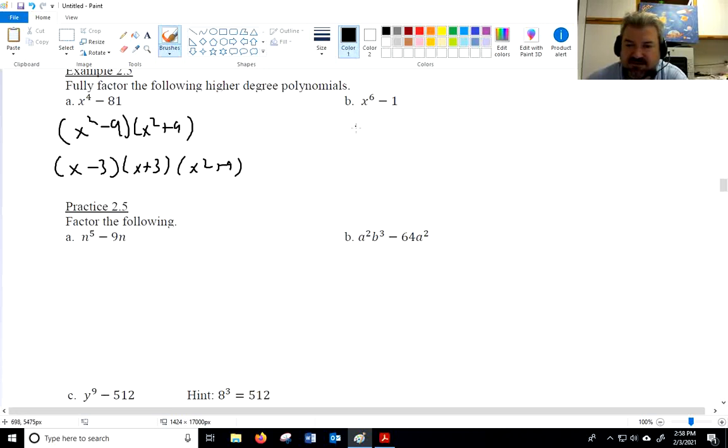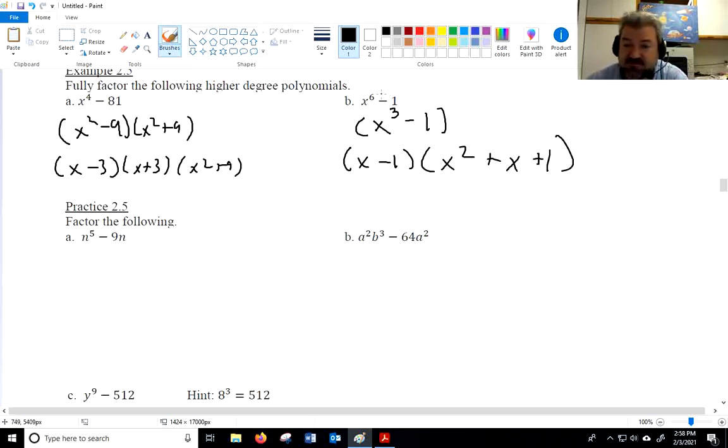All right, lastly, I can also do x cubed minus 1. But this is a difference of two cubes. This is x minus 1, the cube root of x cubed and the cube root of 1. Square the x, multiply the two together and change the sign, and then square the 1. And there we have it.